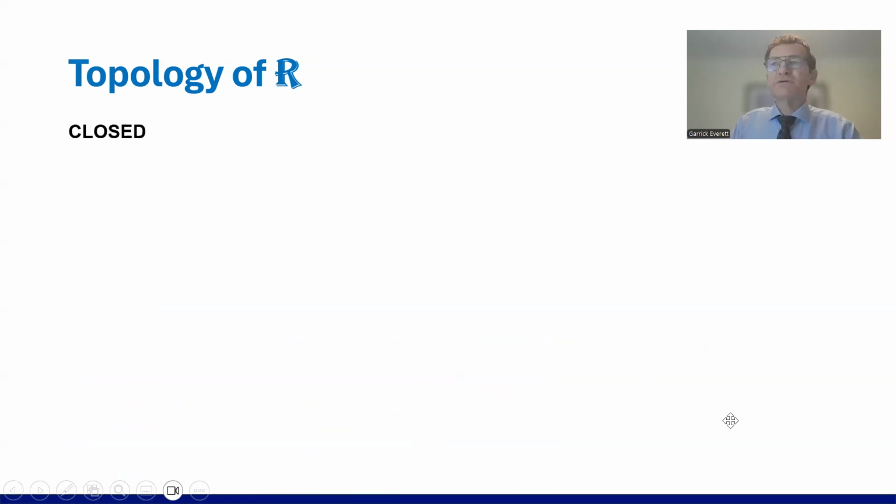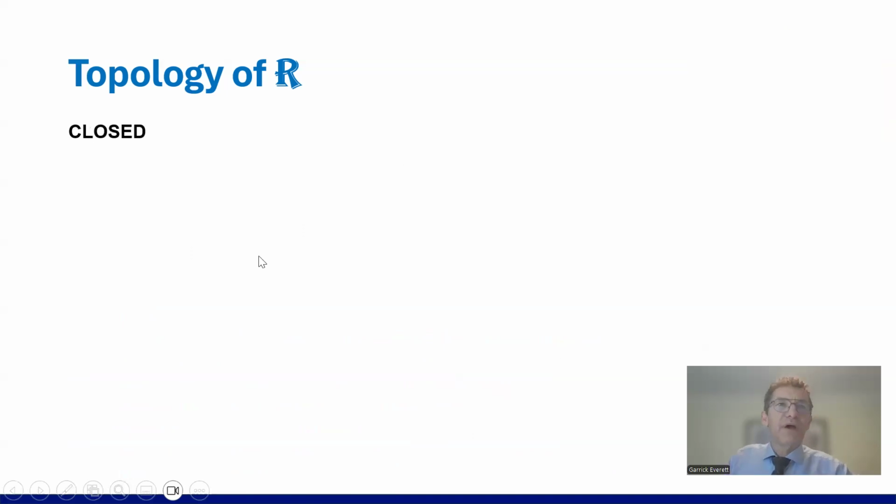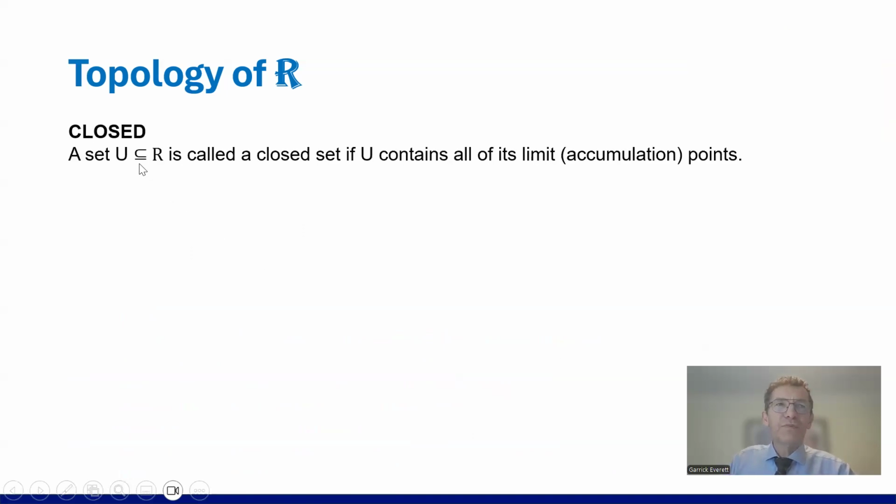Closed. So let's have a look at closed. A set U, which is a subset of the reals, is called a closed set if U contains all of its limit points, which is pretty obvious. We've seen that before, and we've seen most of this before. I think it's in lecture 2, lecture 3 or 4.